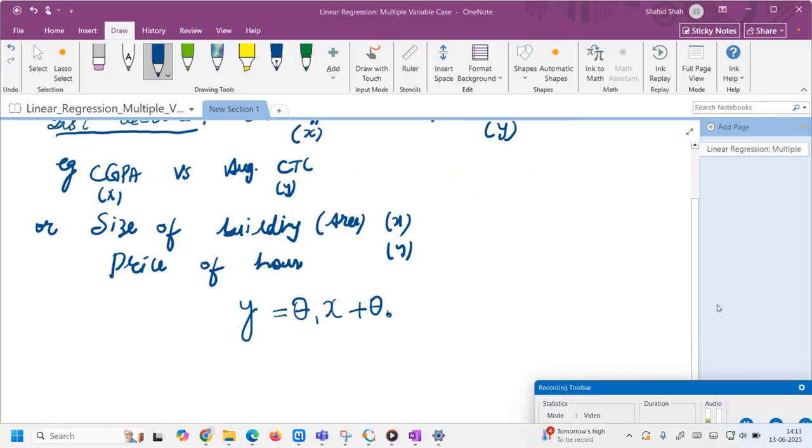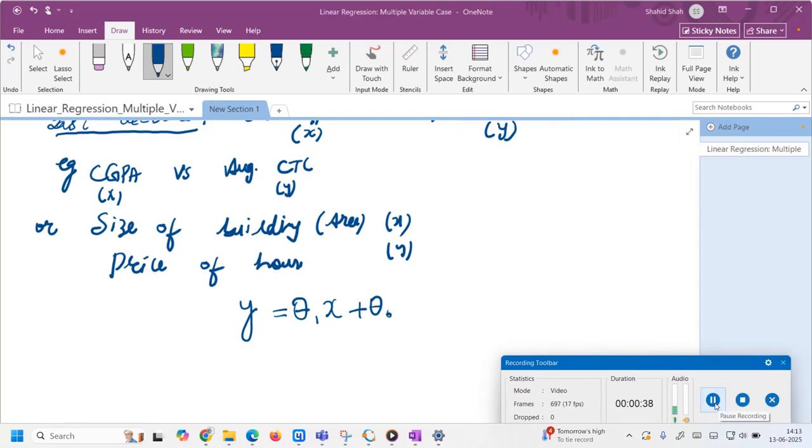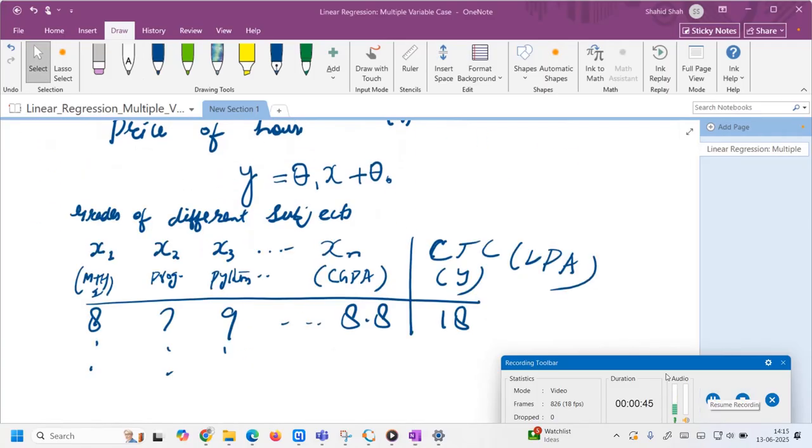Now practically we can have multiple parameters as input which will affect the output. For example, if we take the CGPA CTC example, suppose we have dependence of CTC on not only CGPA but performance in individual subjects. Let's say x1, x2 up to xn. Suppose x1 is the grade of math 1 course, x2 is the grade of some programming course, x3 is the grade of Python course, and so on and so forth. And let xn be the parameter which denotes the usual CGPA.